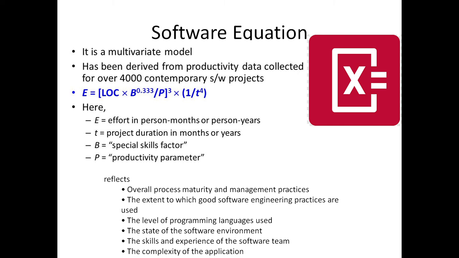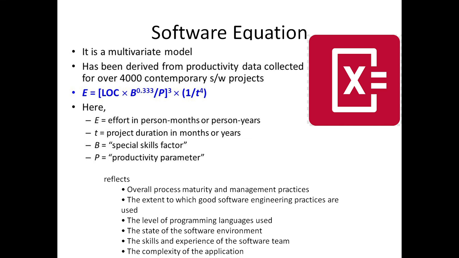Next is the software equation. It is a multivariate model and it has been derived from productivity data collected for over 4,000 contemporary software projects, and it is shown by an equation. Here the software equation is E = [LOC × B^0.333 / P^3] × (1 / t^4).